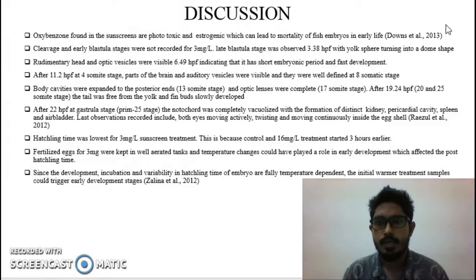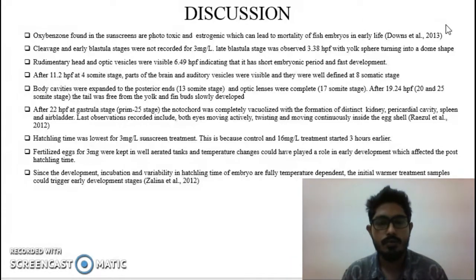After 19.24 HPF, in the 20 and 25 somite stage, the tail was free from the yolk and the fin buds slowly developed. After 22 HPF, at the prim-25 stage, the notochord was completely vacuolated with formation of distinct kidney, pericardial cavity, spleen, and air bladder. Last observations recorded include both eyes moving actively, twisting and moving around continuously inside the egg.